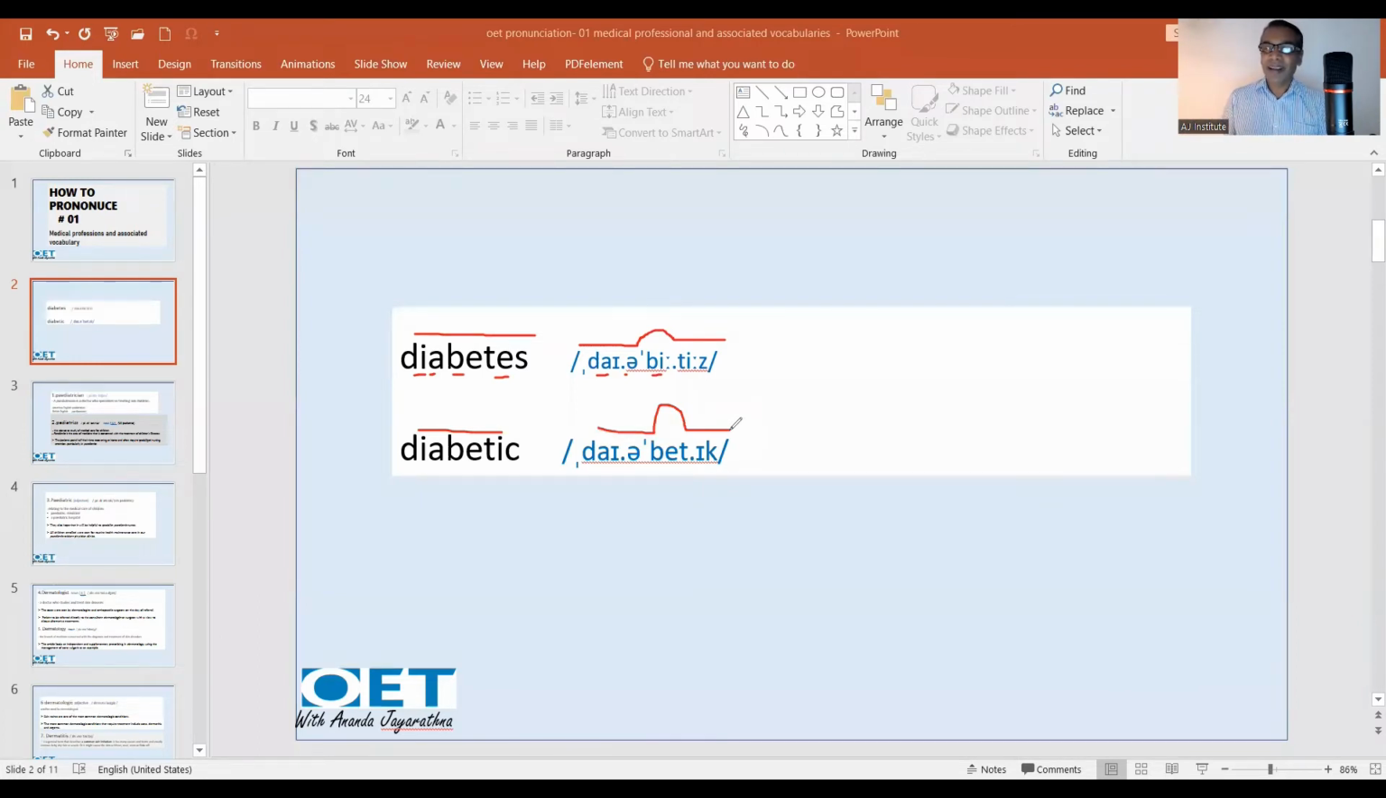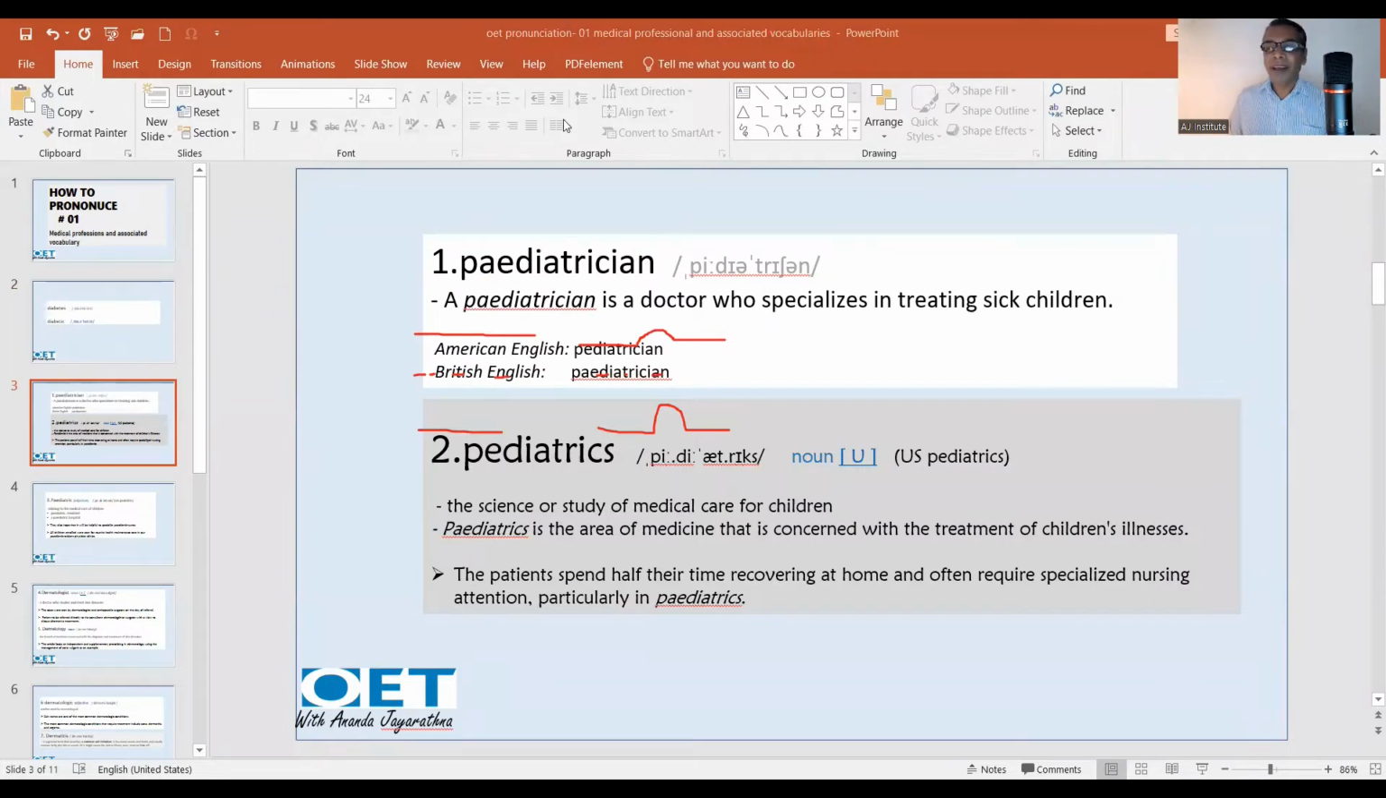The medical professional name that we're going to learn today is this one, pediatrician. How do you pronounce that one correctly? We pronounce it pediatrician.